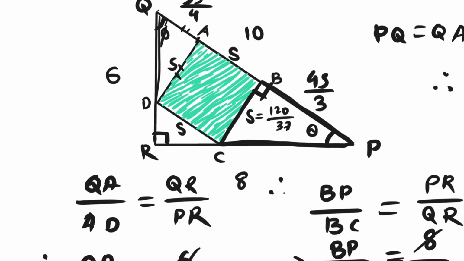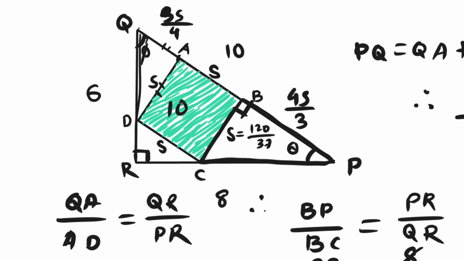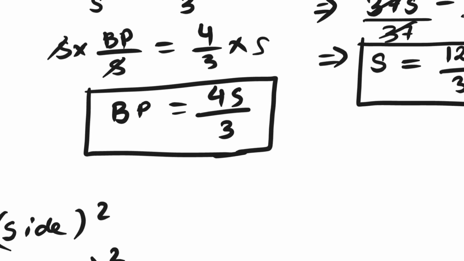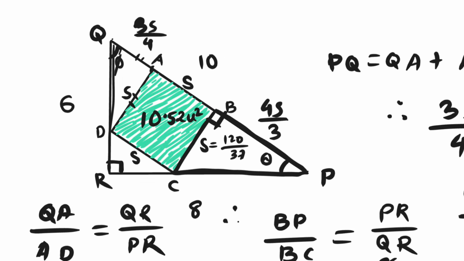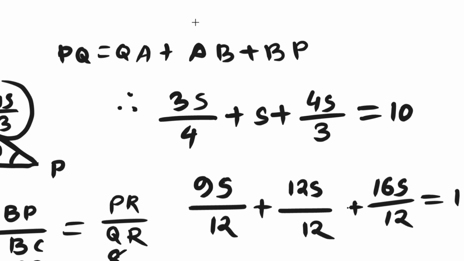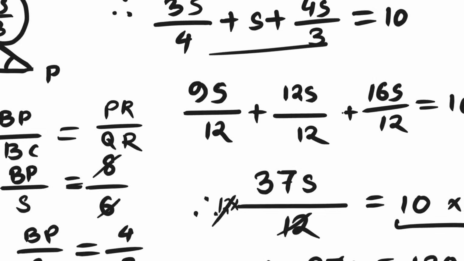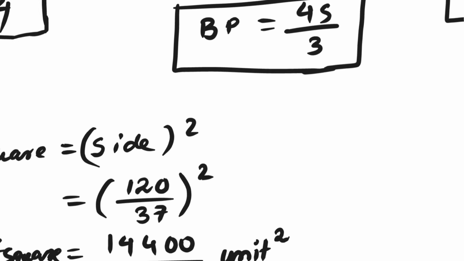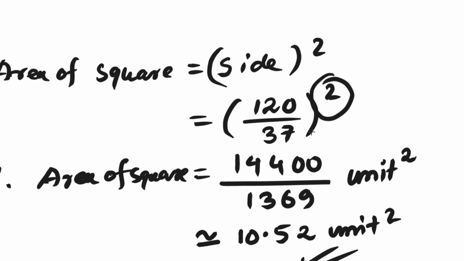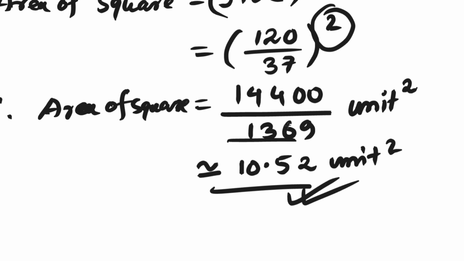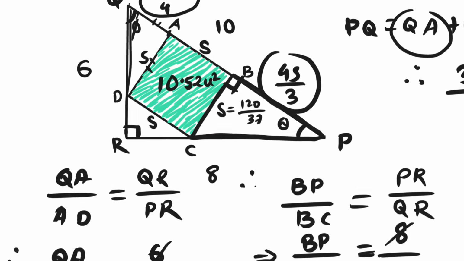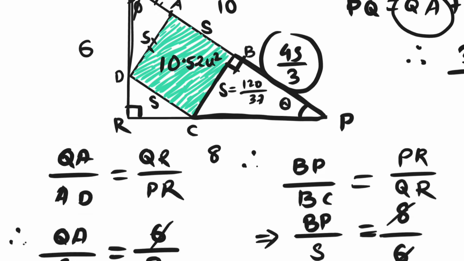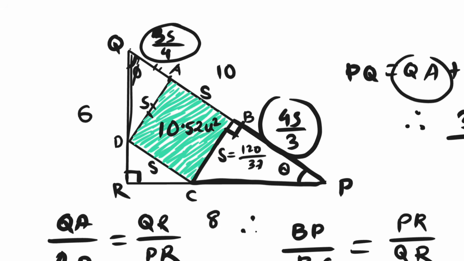Notice that every step followed naturally from the previous one. We first introduced the unknown side, then used similar triangles to express the missing segments, substituted everything into the hypotenuse equation, solved for the side length, and finally squared it to obtain the area. That's a beautiful example of how geometry, proportions, and algebra work together to solve what first looks like a difficult problem.